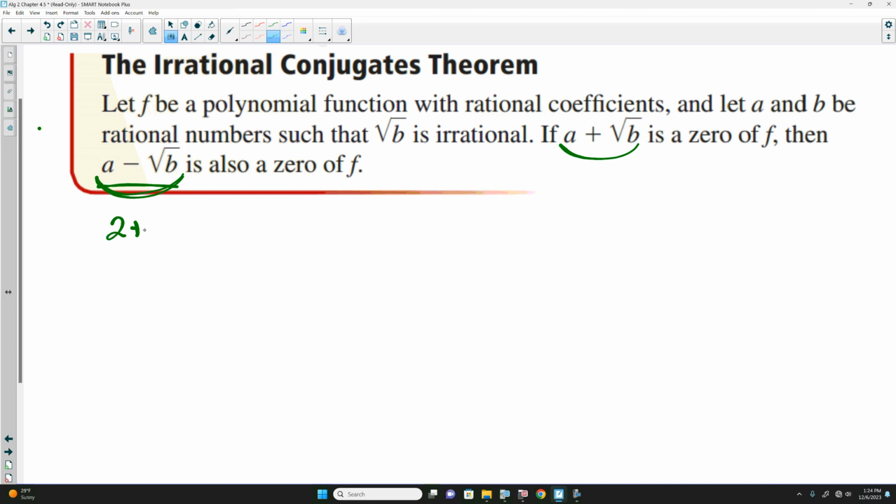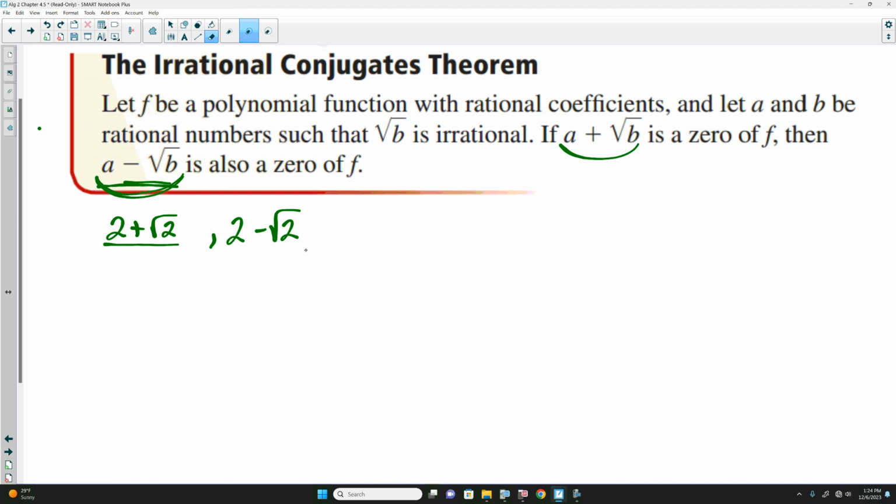So if 2 plus the square root of 2 is a solution, then I always get confused on what the arbiter looks like. Yeah, all it is, it should say irrational conjugate theorem. Oh, right here? Yep, right here. So if a plus the square root of b is a solution, a minus the square root of b is. So if we're told that 2 plus the square root of 2 is a solution, 2 minus the square root of 2 is a solution also.